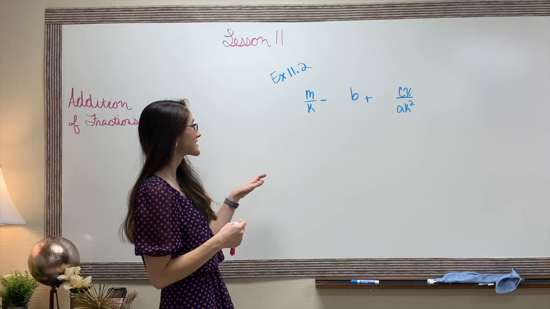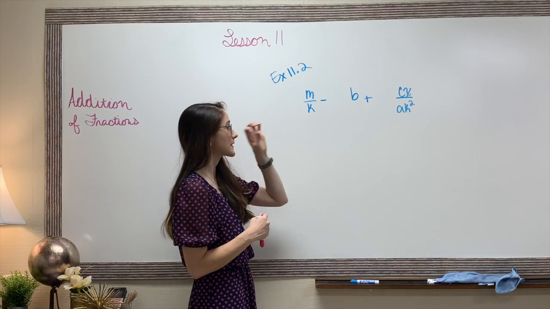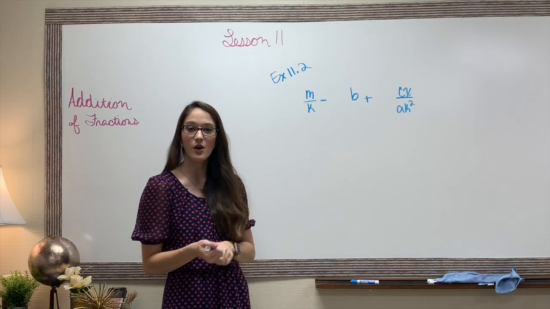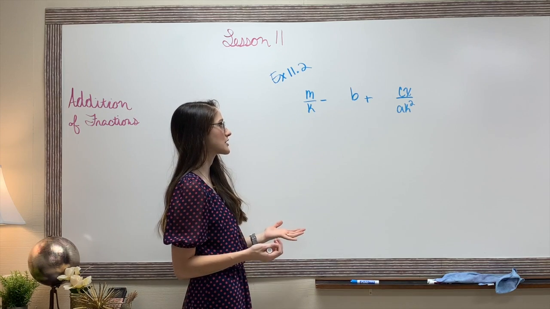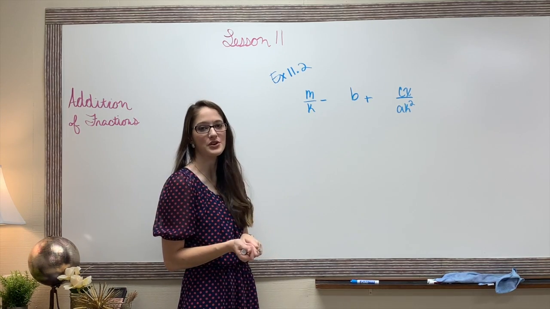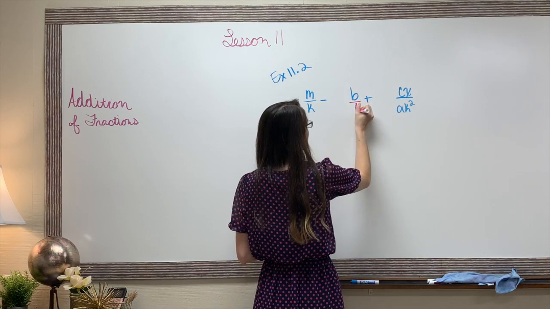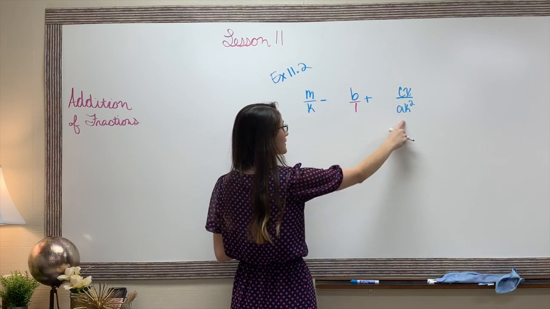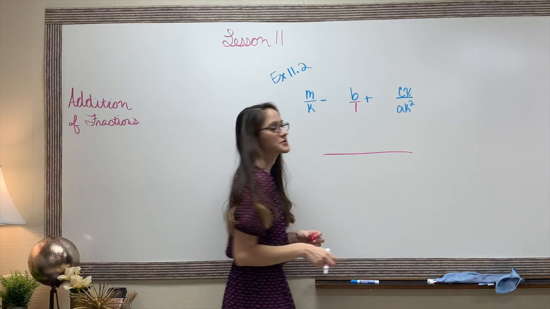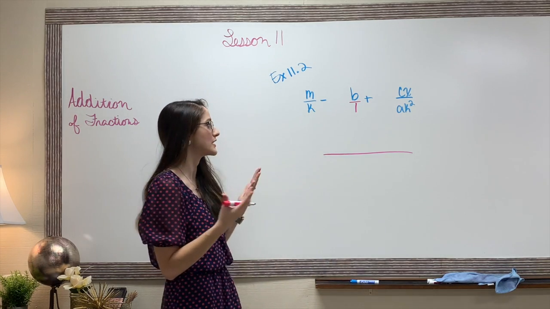Okay, in this next one, we do have something a little bit different. Our second term is a whole number. So we need to put it in fraction form. So anytime we have a whole number, we put it over 1. Okay, so now we're going to look at all of our denominators and see what do we need to have for them to all be in common.